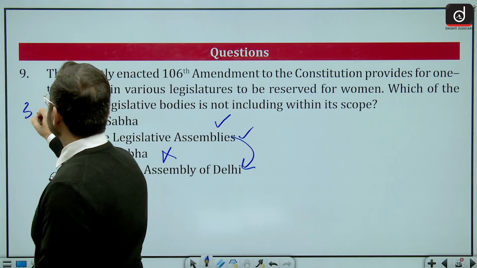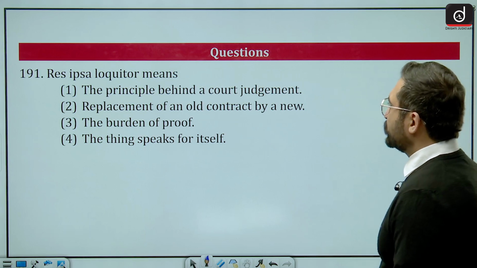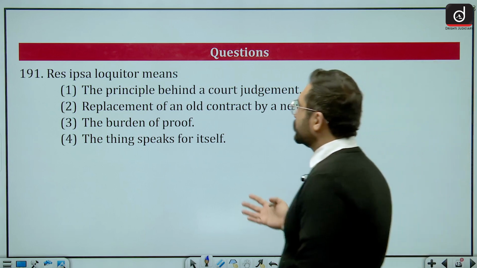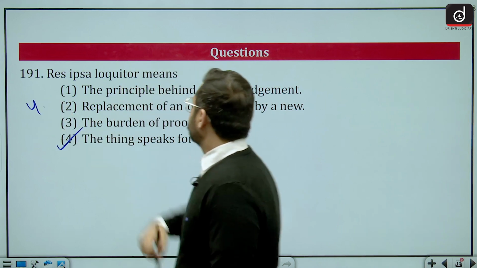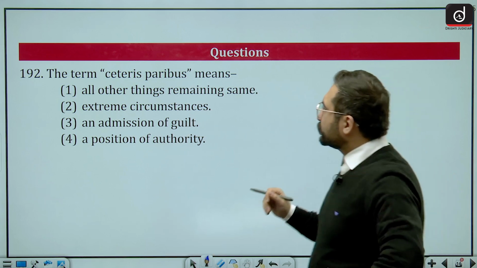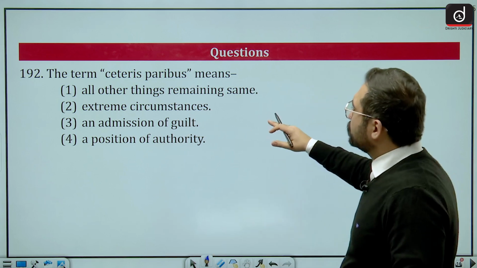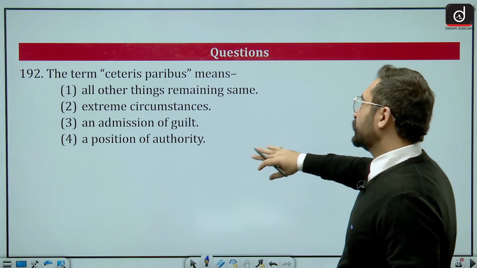3. 9 is 3. Res ipsa loquitur means, res ipsa loquitur is the fact speaks for itself. Somewhere it is written, the thing speaks for itself. Here 4. Very easy. The term ceteris paribus means all other things remaining same, extreme circumstances, an admission of guilt, a position of authority.